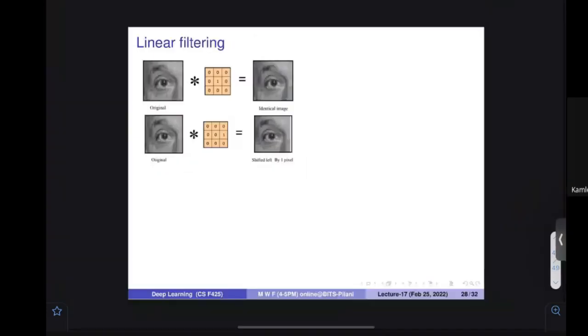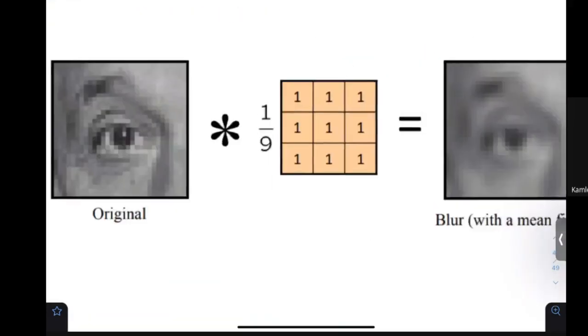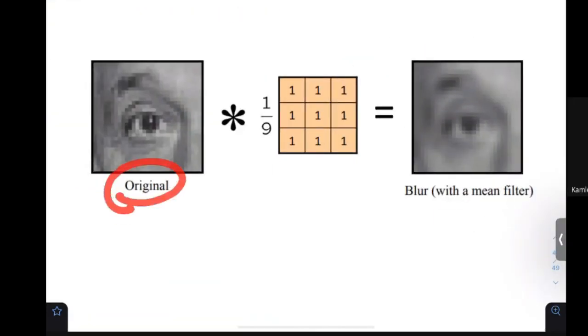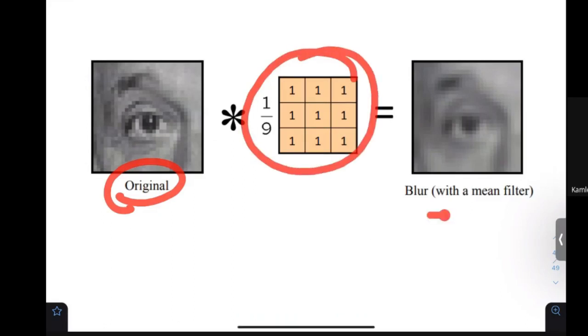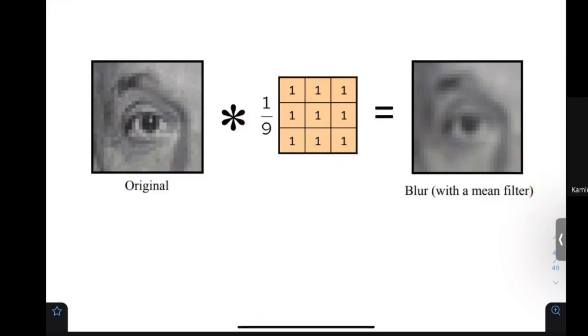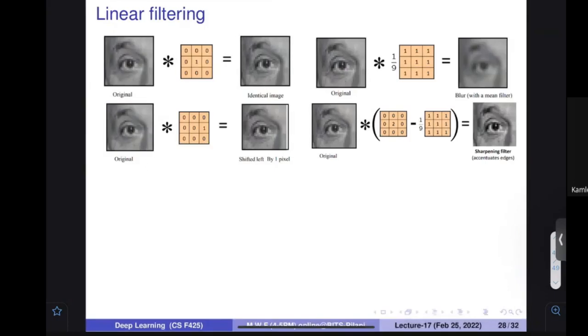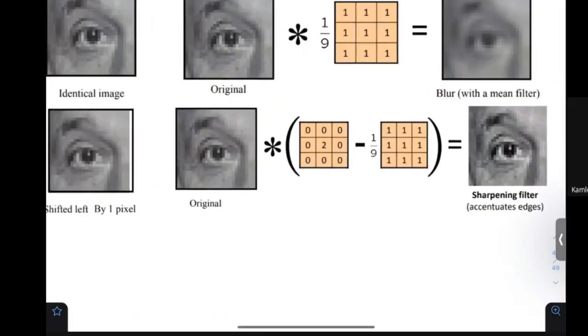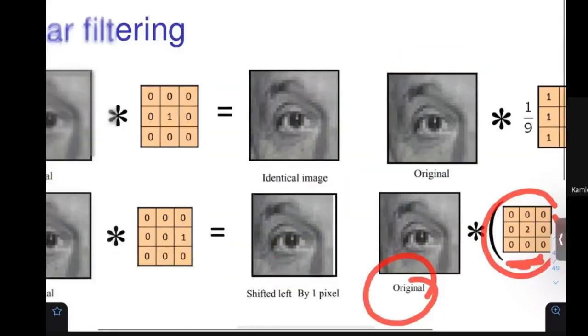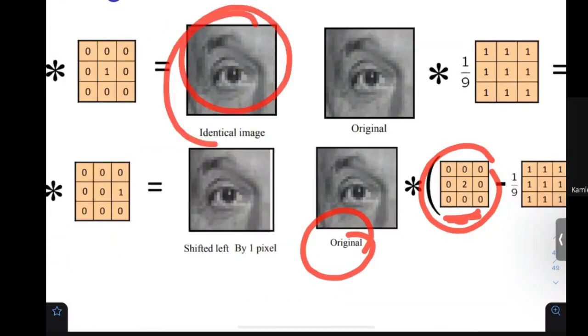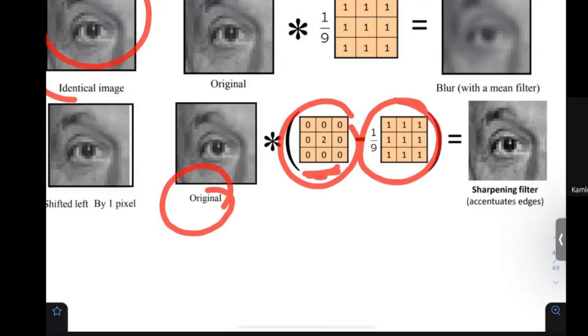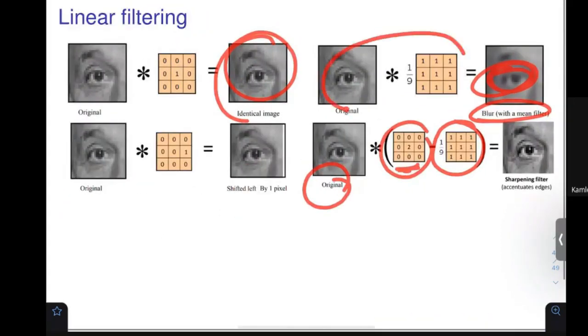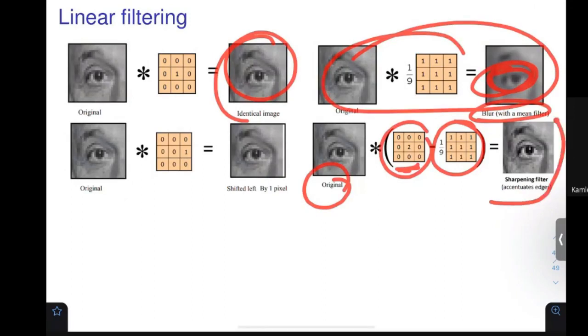Let me give you something more. This is the original image. If you multiply it by 1 by 9, you get this image, which is a blurred thing. Now, if you multiply the original image by 2, all these values are increased, and then you subtract this particular part, which is the 1 by 9 of the image. What are you going to get? You are going to get this image.